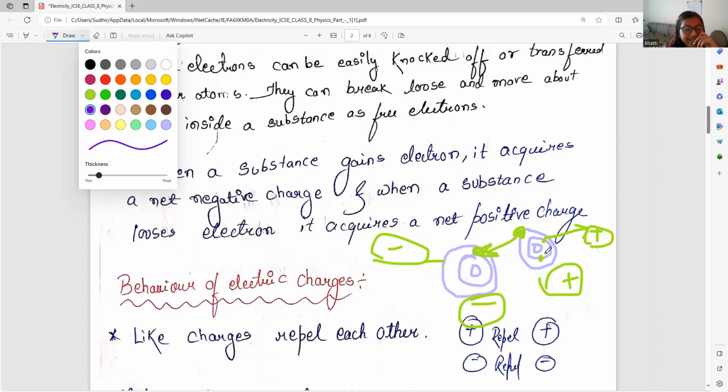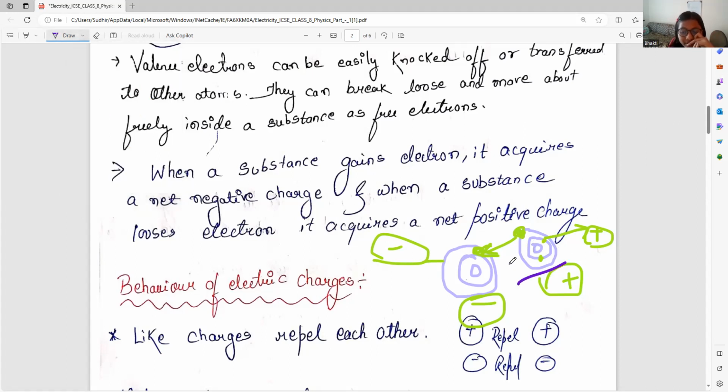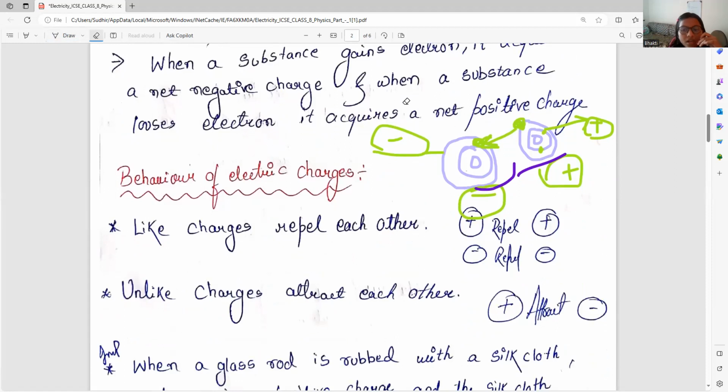But when a substance loses electrons, it gives them to this one. Then it will have positive charge. Understood? It is extremely easy. Just try to understand the concept. If a substance took electrons, it will have more electrons, and the substance that gave the electrons will have fewer electrons, meaning more protons. So nothing is there, just an easy concept.